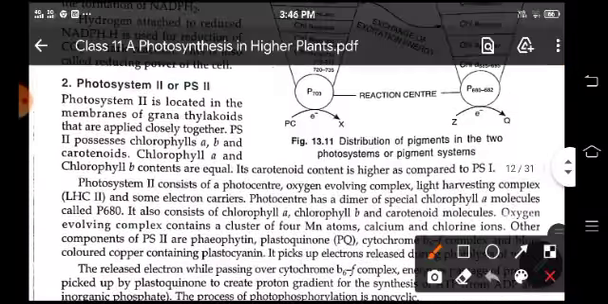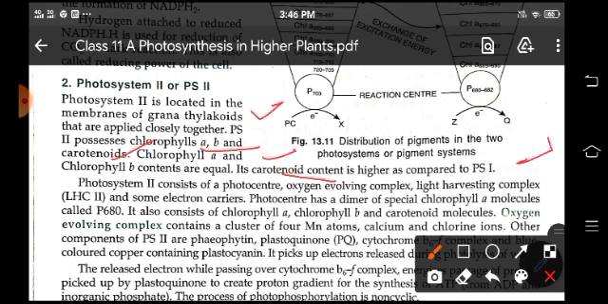Now photosystem 2 is located on the membranes of grana thylakoids and they are applied closely together. They have chlorophyll A, B and carotenoids. Chlorophyll A and chlorophyll B are contained in equal amount, and carotenoids are higher as compared to photosystem 1. Now this photosystem 2 consists of photocenter, oxygen evolving complex, light harvesting complex LHC2, and some electron carriers. It is also made up of a dimer of special chlorophyll A molecules called P680.